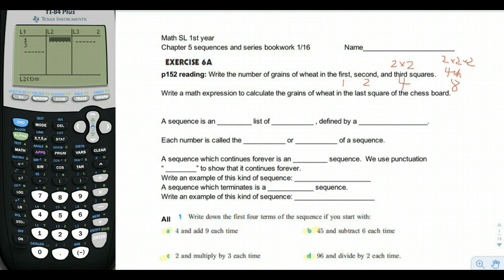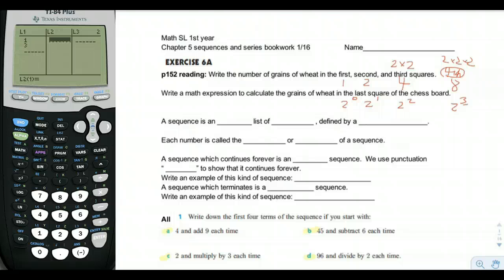So we can see that the pattern appears to be first square 2 to the 0, second square 2 to the first, third square 2 squared, fourth square 2 to the third. So it always appears to be 1 less than the position of the square. If we wanted to figure out how many grains are on the last square of the chessboard, we should first find out how many squares there are in a chessboard. Just to give you a hint, a chessboard is 8 squares across, and it's a square. So it's 8 by 8.